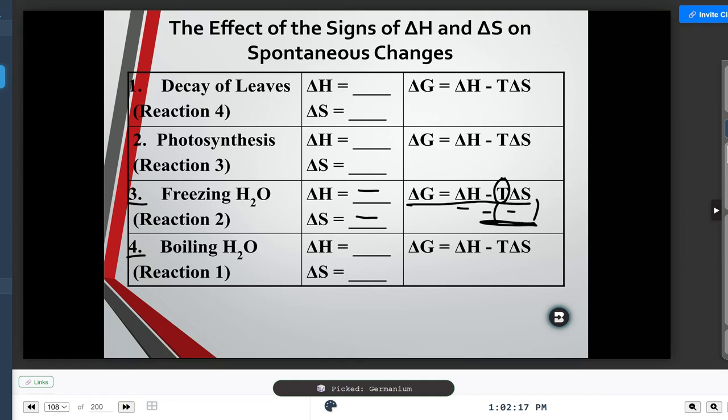And so this could be a big positive or a small positive, which means that we don't know whether or not this will end up being negative or if it'll be positive. And so this is one of the examples where temperature determines if this is going to be spontaneous.